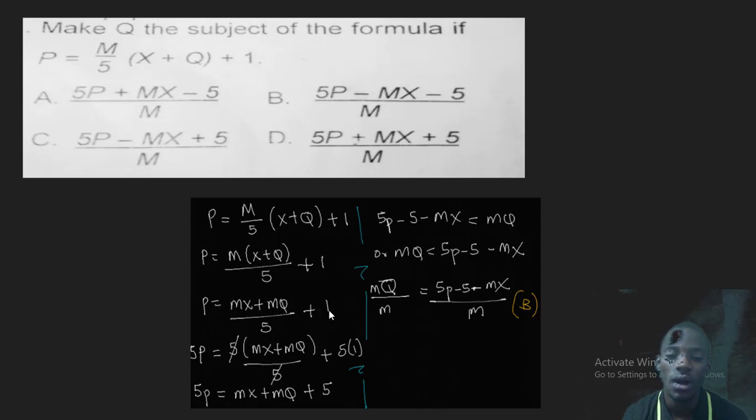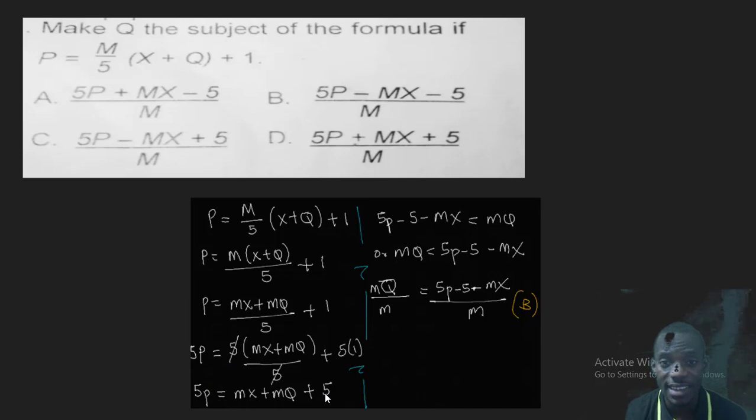Next thing is I will actually do the LCM. That means since it's a fractional expression, I will make this 5. That means I will just remove the fraction. But how? I'll plug in the 5 into all the sides of the expression. That will become 5P equals 5 bracket MX plus MQ plus 5 times 1. 5 cancels 5. That will become 5P equals MX plus MQ plus 5.